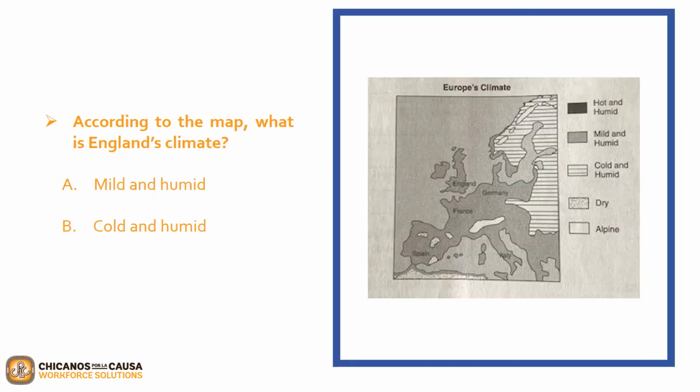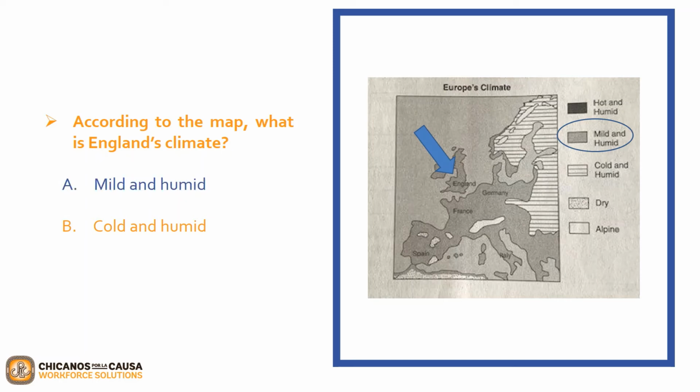As you can see, the map is shaded in different patterns. To determine the meaning of the patterns, take a look at the legend on the right-hand side of the map. Each pattern is assigned a different type of climate. So let's read the question. According to the map, what is England's climate? Okay, so let's locate England. By locating England, we can see that the pattern assigned is a solid shade of gray, which corresponds to the mild and humid climate. Therefore, the answer is A, mild and humid.